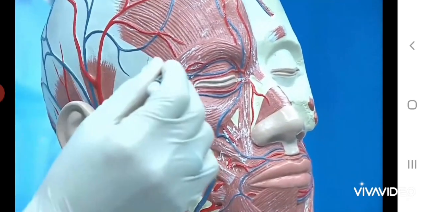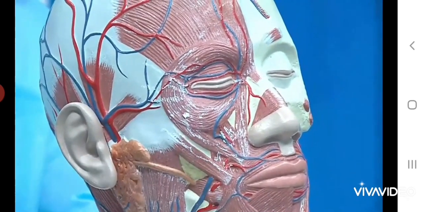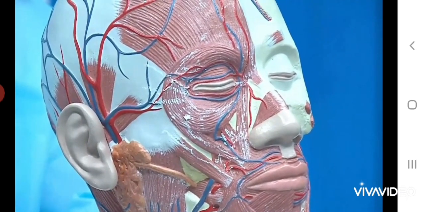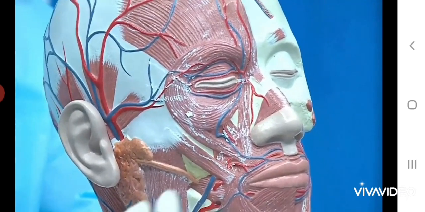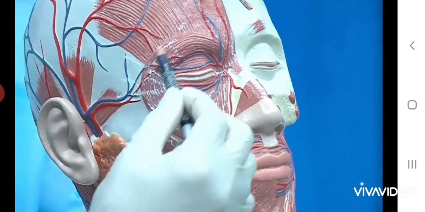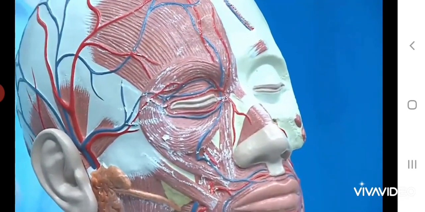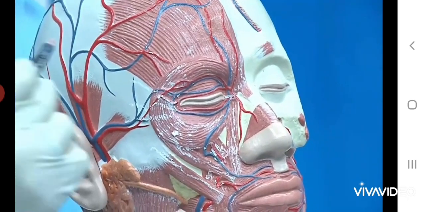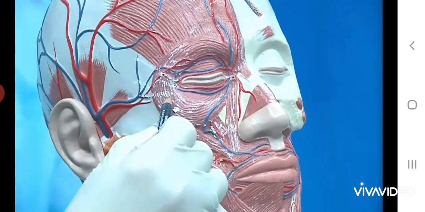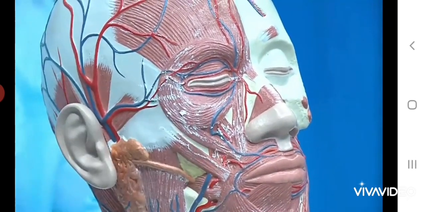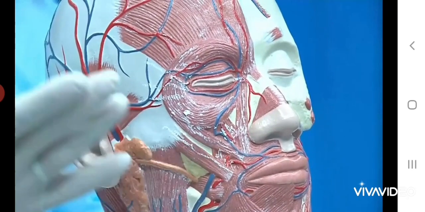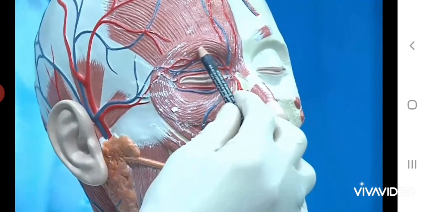So you just inject here, is that enough? No, because you must know that the muscle is too long. When you inject the botulinum toxin in one area, that area will be paralyzed. That's it. But the other areas are not.